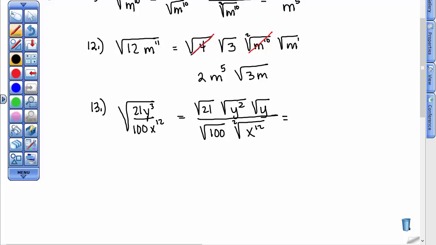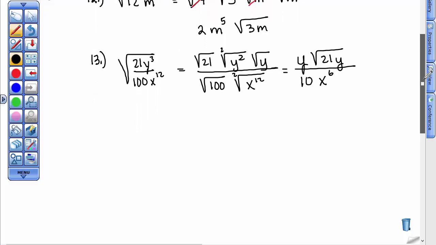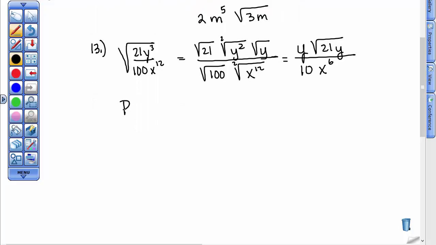So let's go ahead now. Square root of 21 and the y, I can't do anything. But the square root of y squared is just the letter y. And then the 21y stays underneath. Downstairs, the square root of 100 is 10. The square root of x to the 12th is x to the 6th. And I'm all done.